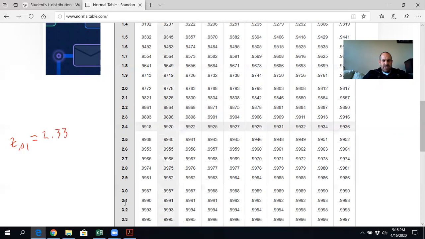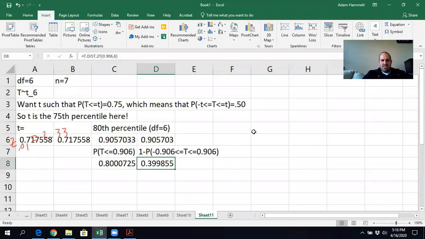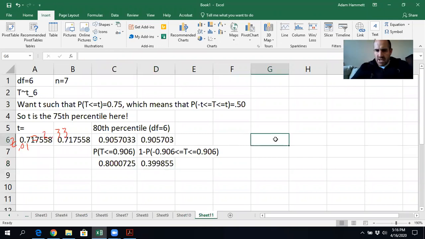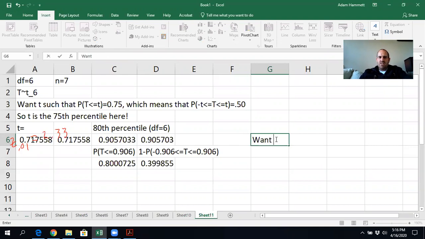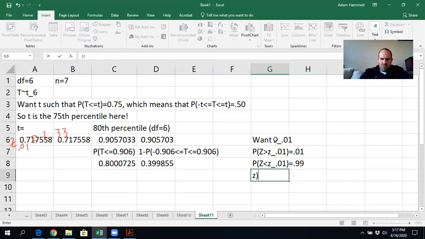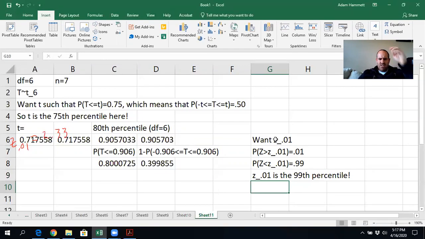Another way I could have gotten that, just to convince you of this fact, is to use the inverse normal. Here we want Z sub 0.01. That means the probability that Z is greater than Z sub 0.01 is equal to 0.01. Another way to say that is the probability that Z is less than Z sub 0.01 is 0.99. So really, Z sub 0.01 is the 99th percentile. So what is it? Z sub 0.01 equals what?